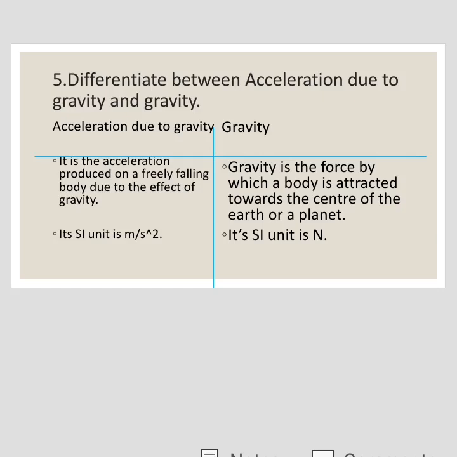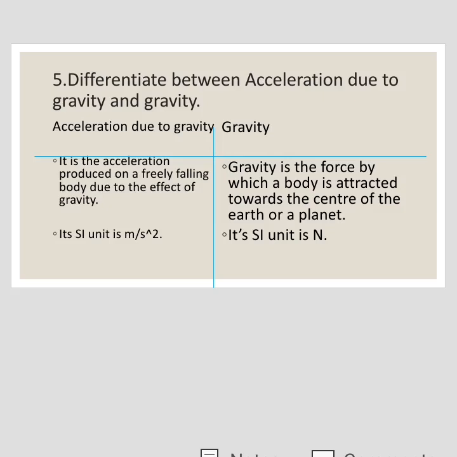Differentiate between acceleration due to gravity and gravity. Here both of them look the same, but they are actually different. First point, acceleration due to gravity is the acceleration produced on a freely falling body due to the effect of gravity, and gravity is the force by which a body is attracted towards the center of the earth or a planet. The SI unit of acceleration due to gravity is meter per second squared, and the SI unit of gravity is Newton.